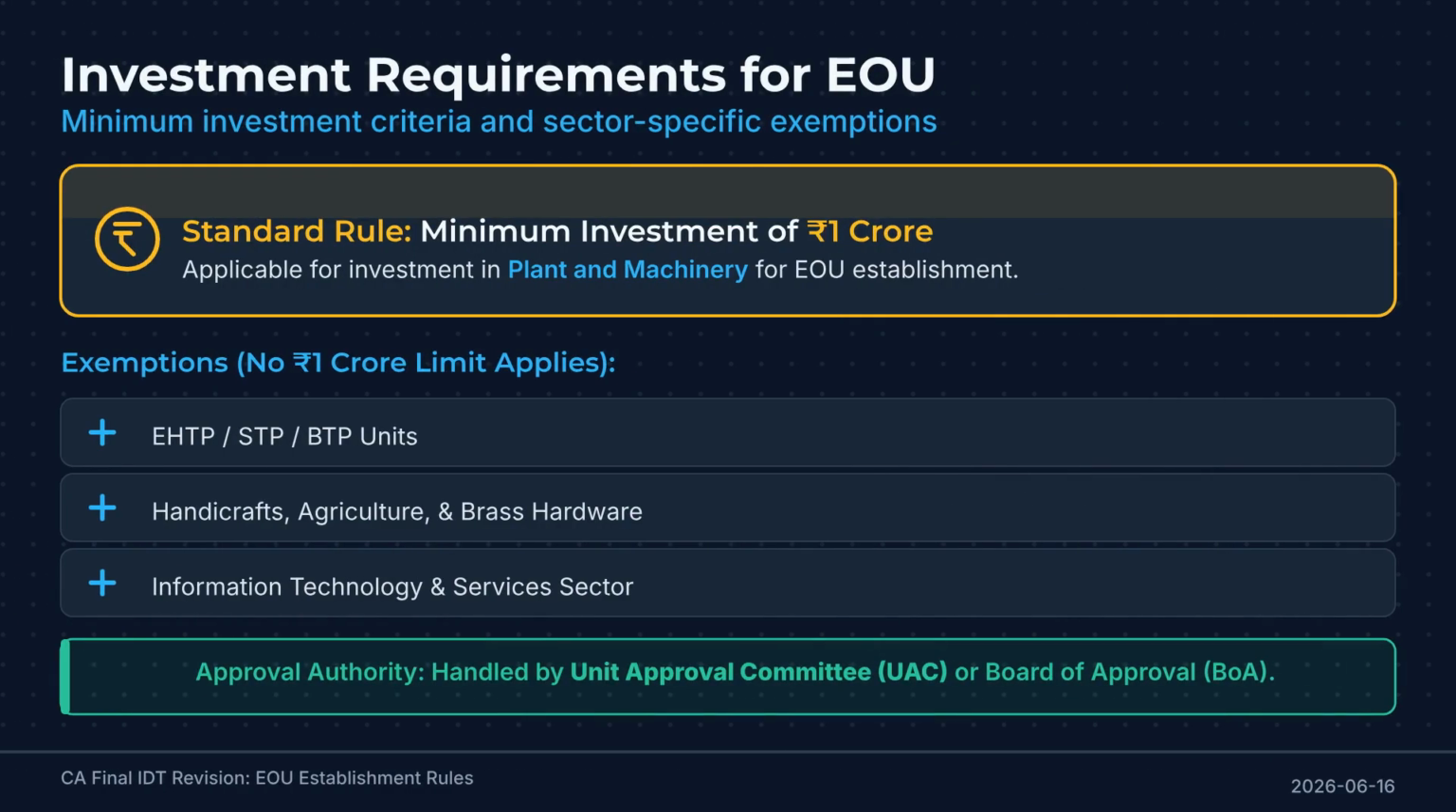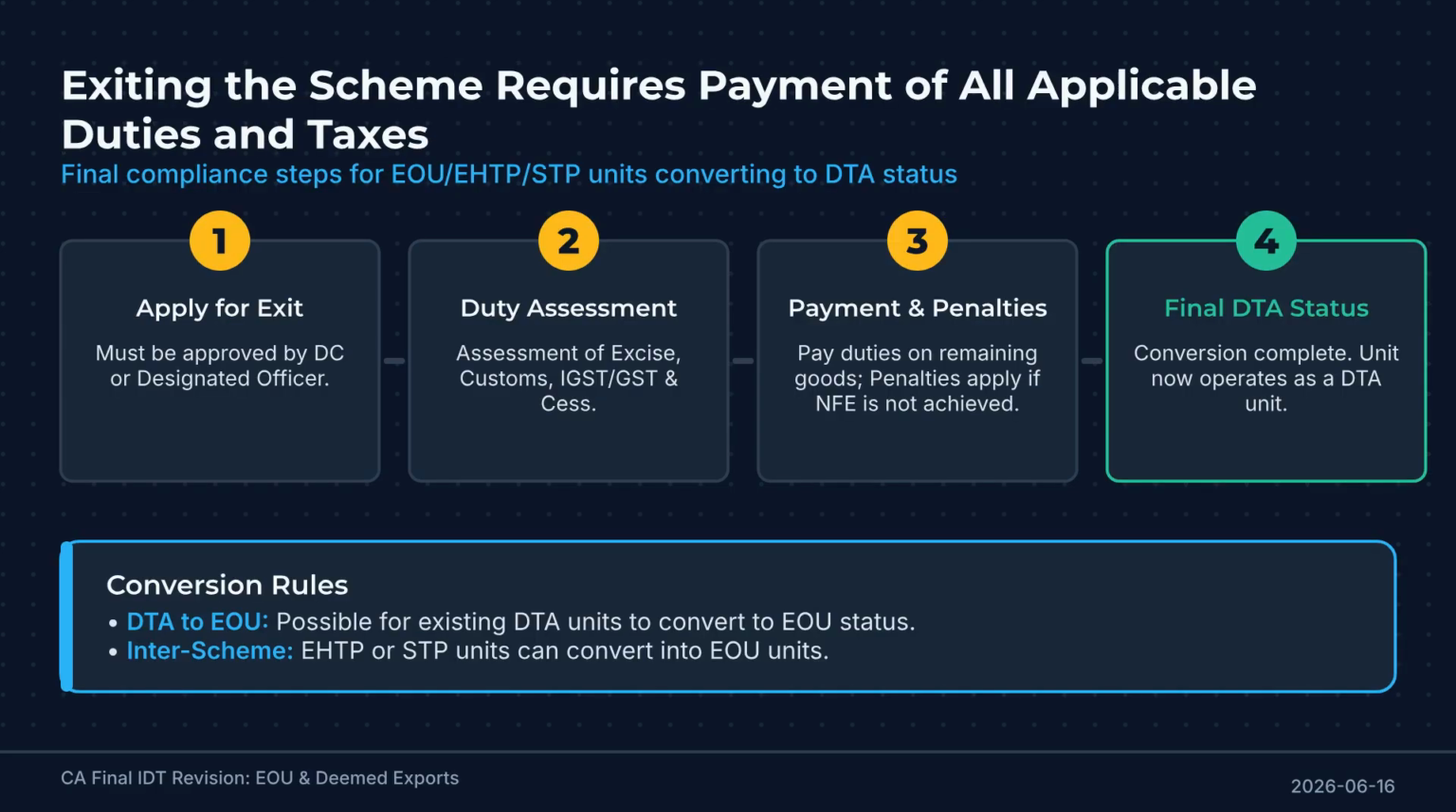To establish an export-oriented unit, a minimum investment of 1 crore rupees in plant and machinery is generally required. However, there are important exceptions. This investment threshold does not apply to EHTP, STP, and BTP units. It is also relaxed for sectors such as handicrafts, agriculture, brass hardware, information technology, and services. Applications are considered by the Unit Approval Committee or, where applicable, the Board of Approval. Therefore, while 1 crore is the standard benchmark, students should always check whether the applicant falls within one of the specified exemption categories.